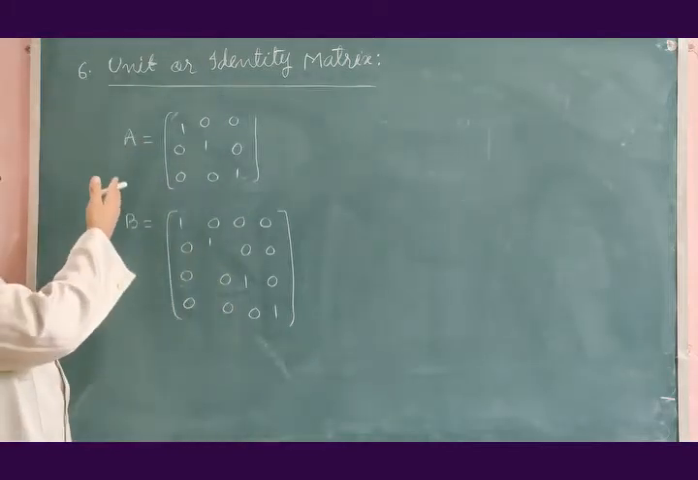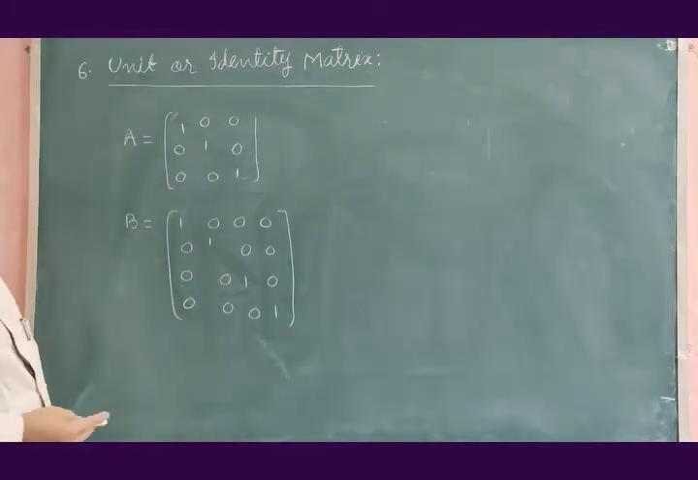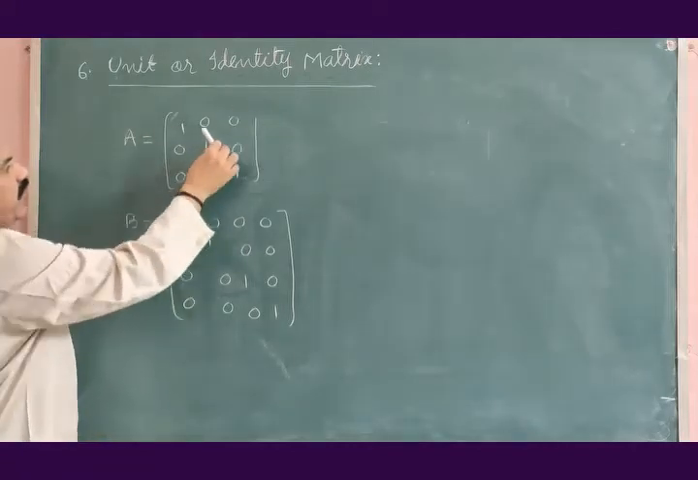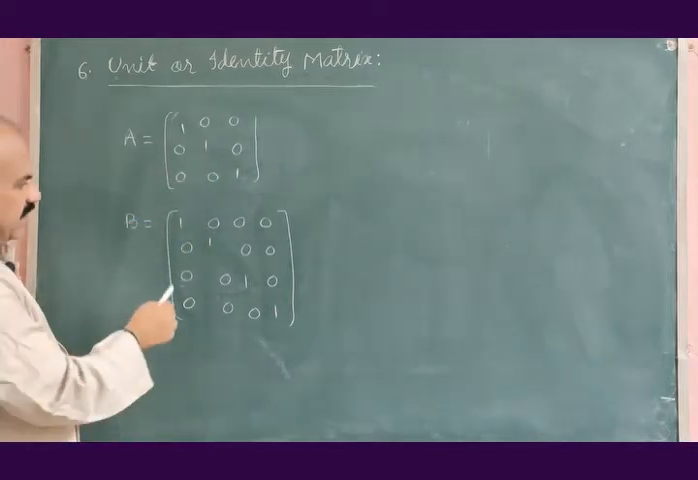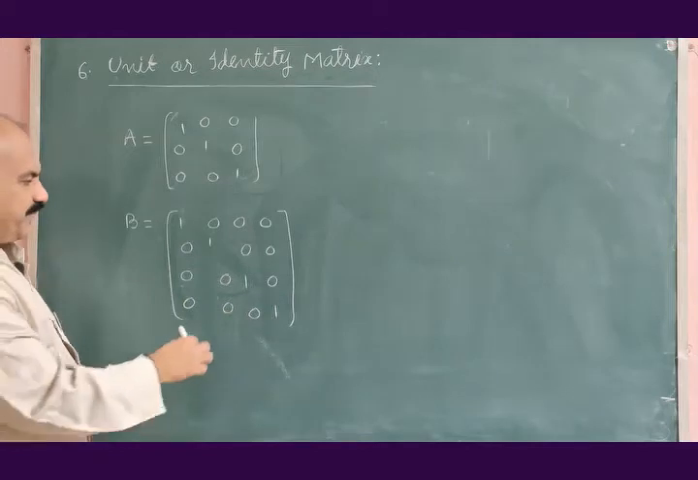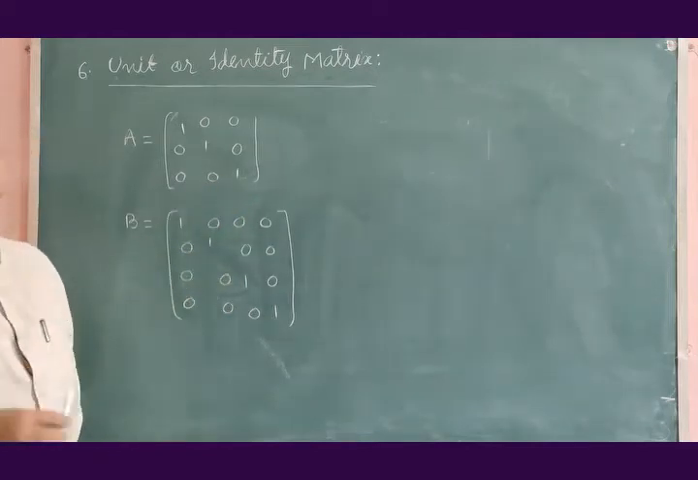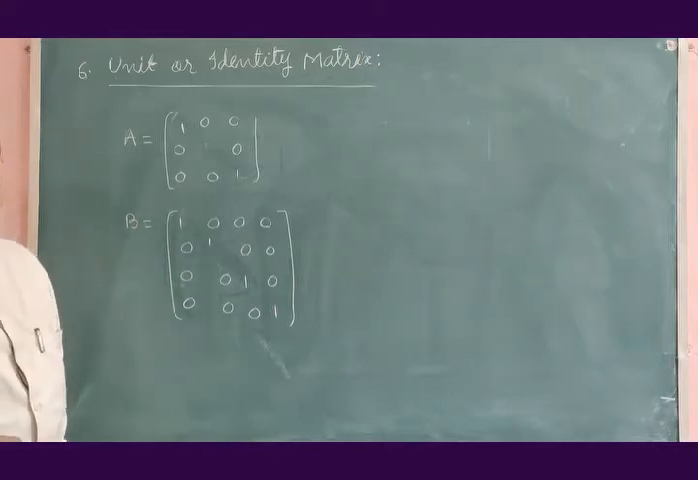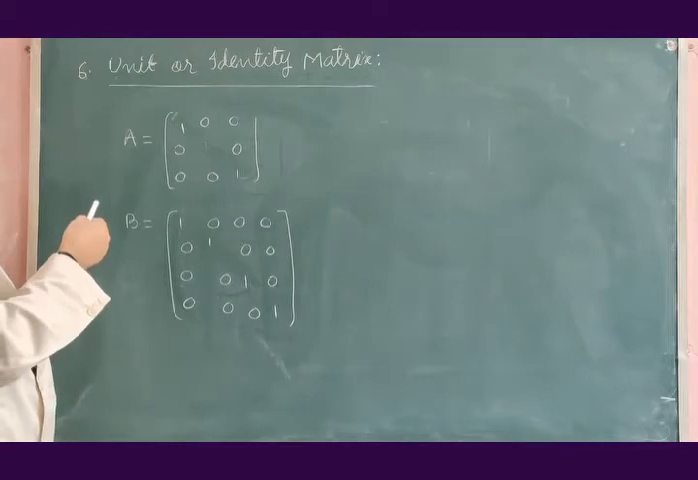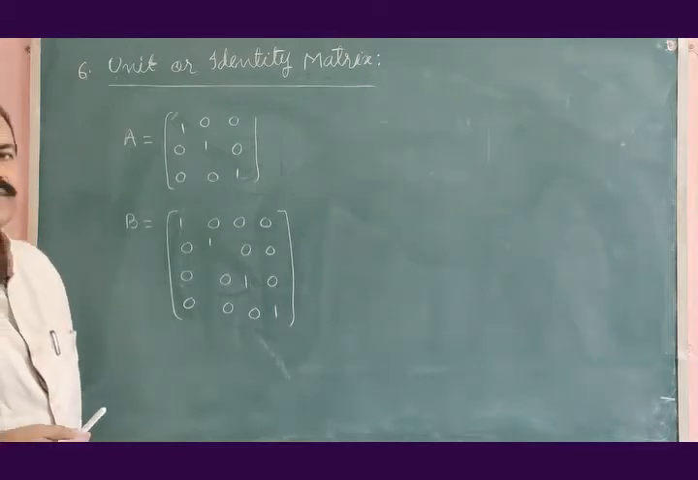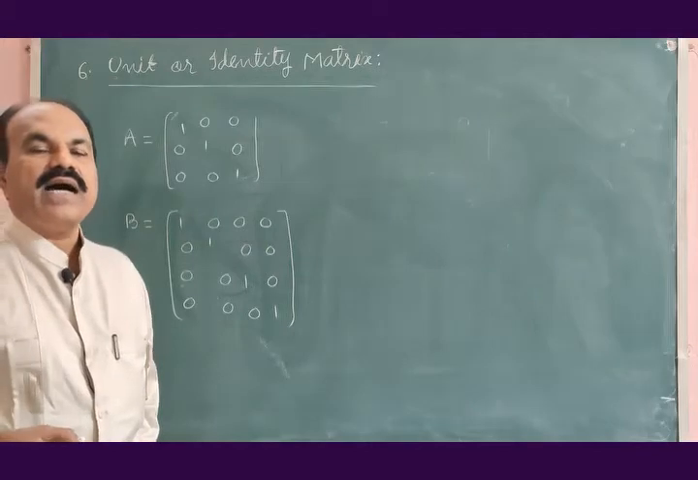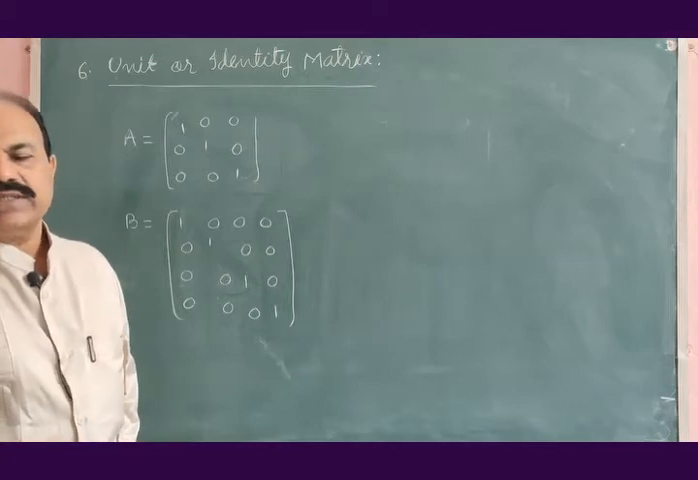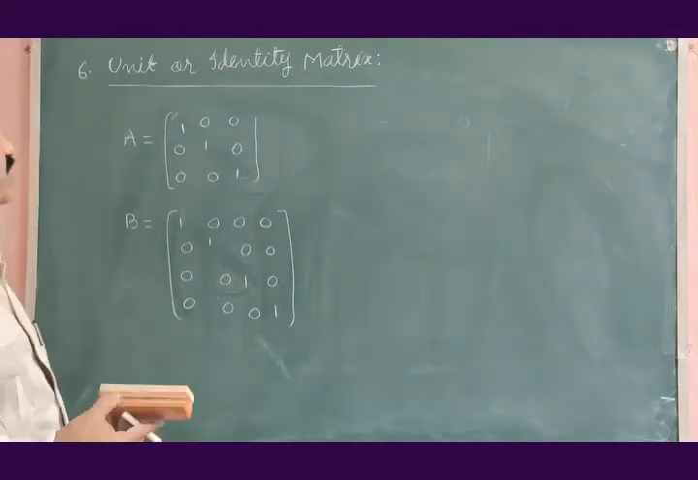Examples are shown here. Matrix A, diagonal elements are unity, non-diagonal elements are 0. Diagonal elements are unity, non-diagonal elements are 0. So, the matrices of the type such as matrix A, matrix B are known as unit matrix or identity matrix.